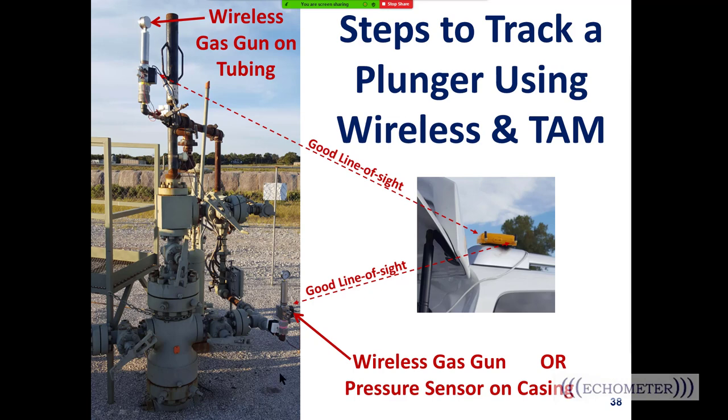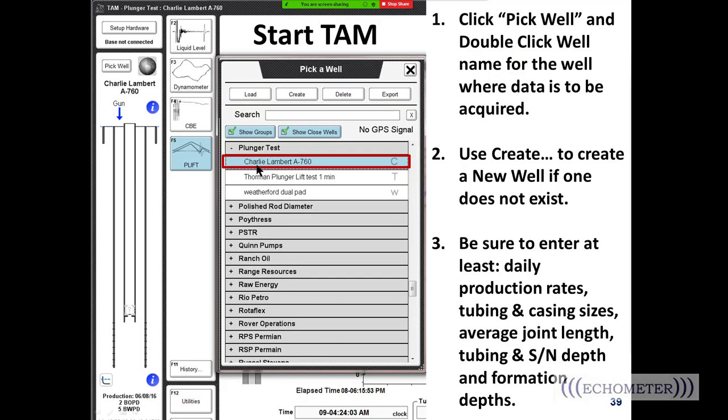So these are some additional features we have available with the wireless equipment. We have to pick a well, and this Charlie Lambert A760 well is in the example data, and we're going to pick it. If one isn't already on your computer, you have to create it, and you need things like production rates, tubing and casing sizes, average joint length, end of tubing and C nipple depth, and the formation perforated intervals to track the plunger.